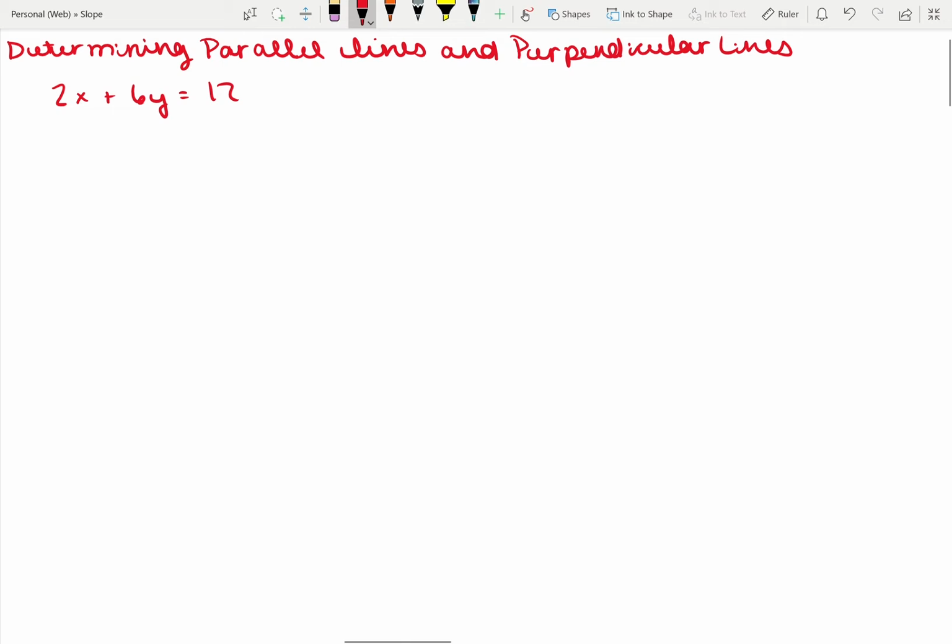And so what we're going to do first, of course, is get this into slope-intercept form. So this means first isolating the y term. That means subtracting 2x on both sides of the equation. We find that 2x minus 2x is 0, plus 6y is equal to 12 minus 2x. So 0 plus 6y gives us 6y is equal to 12 minus 2x.